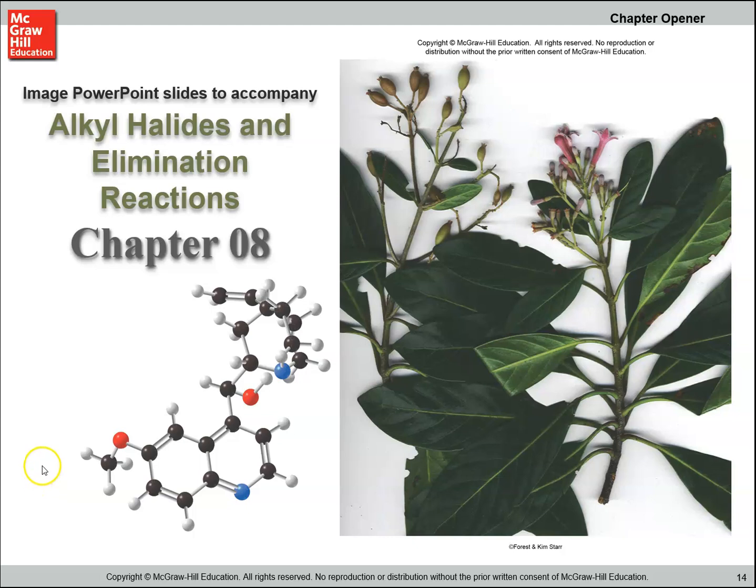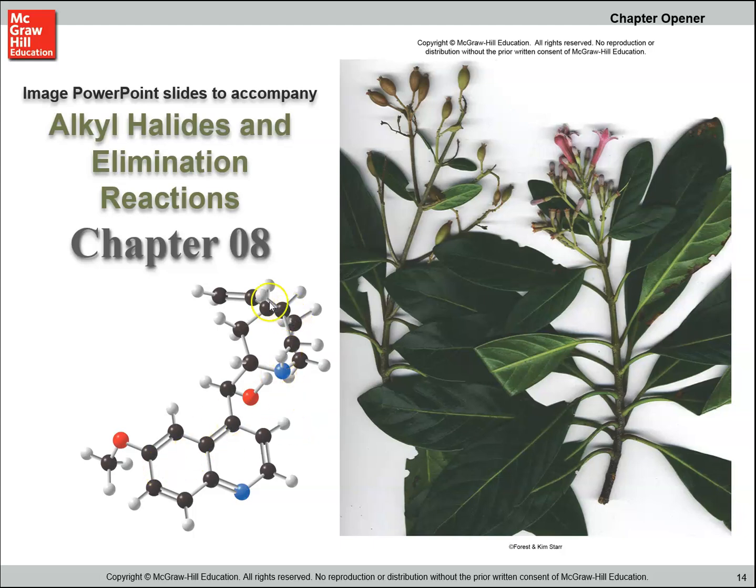In Chapter 8, we are going to look at alkyl halide and elimination reactions. These are very similar and related to the nucleophilic substitution reactions, because again there are going to be two different types, the E1 and E2, just like the SN1 and SN2, and they go through similar mechanisms.